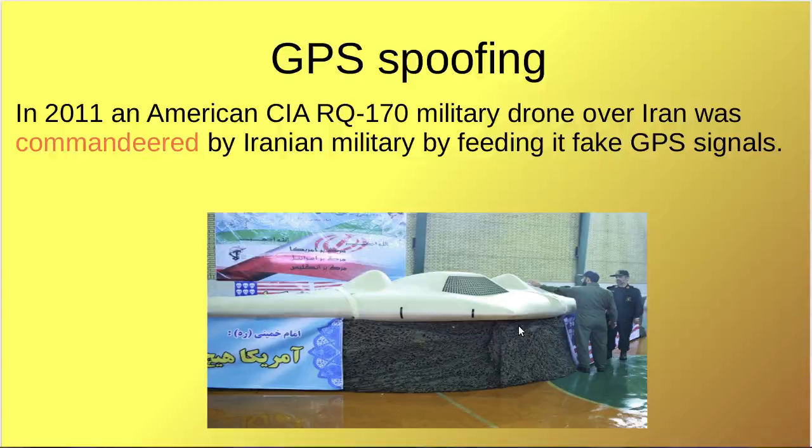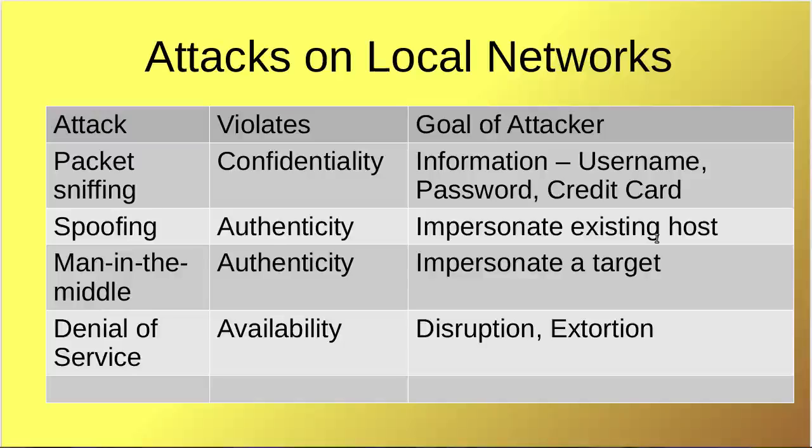Spoofing can also happen in GPS. For example, in 2011, an American CIA drone, the RQ-170 military drone over Iran, was commandeered by the Iranian military by feeding it fake GPS signals. This drone was flying around, and the Iranian military figured out that it could feed it GPS signals that were stronger than the ones it was getting from actual satellites, and then you could redirect that drone to go wherever you want it to go.